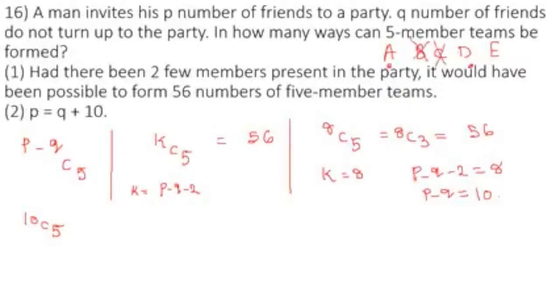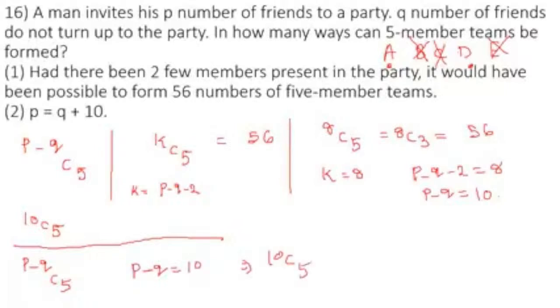So B, C, E are eliminated because statement 1 is sufficient, which means the answer should be either statement 1 is sufficient or statement 2 alone is sufficient. D stands for each statement alone is sufficient. So we need to check B also. If I go with statement 2, I know P minus Q, and 10C5 is the value I need to figure out. I already know P minus Q is how much? 10. So 10C5 is the value I need to figure out here, and I can figure that out.